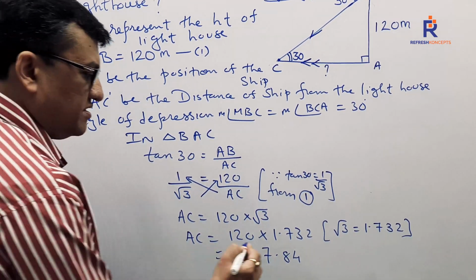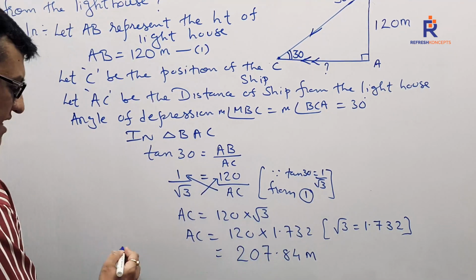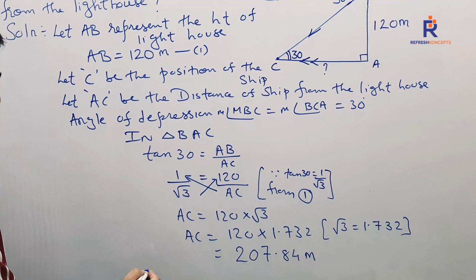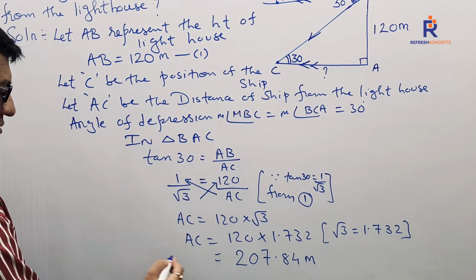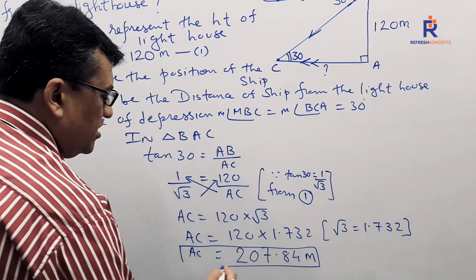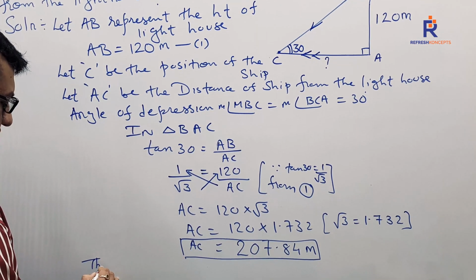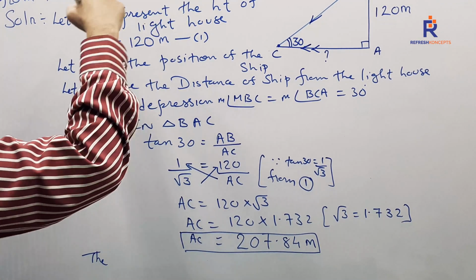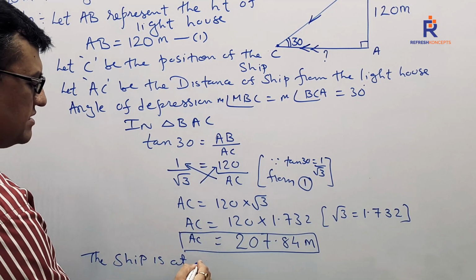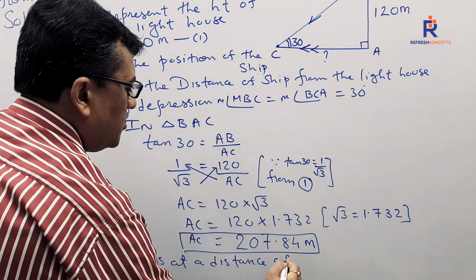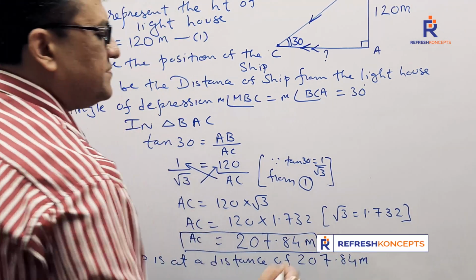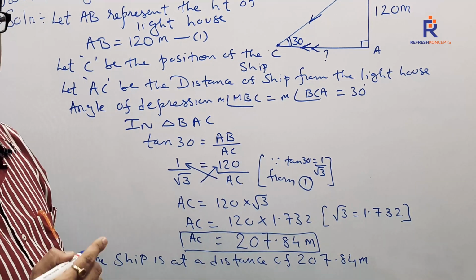207.84 meters. So I can say the ship is at a distance of 207.84 meters. The final answer is what you have to write down, children, in words. So, in their language, find how far is the ship. The ship is at a distance of 207.84 meters. Children, only one thing I would like to add further.